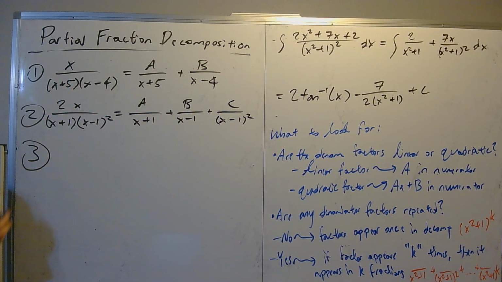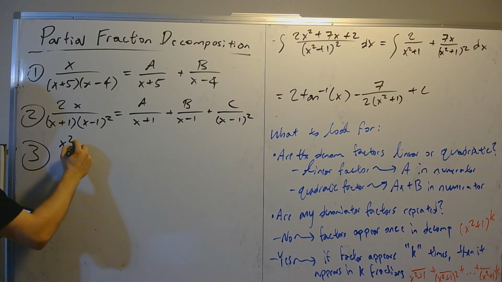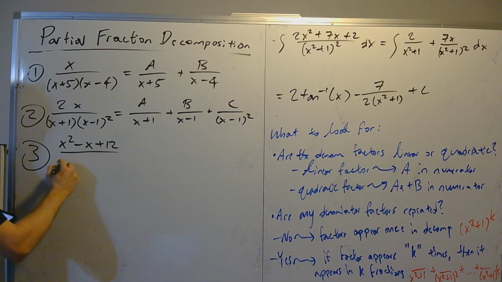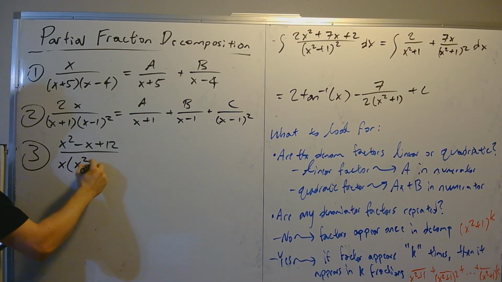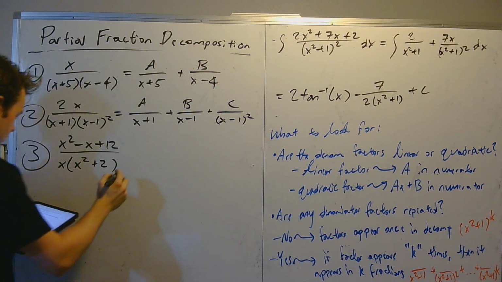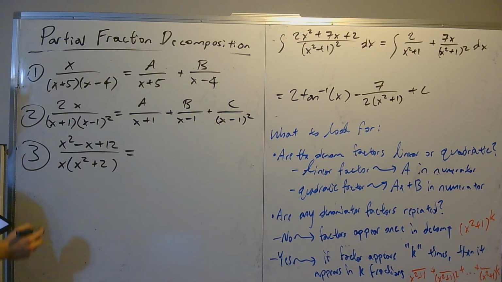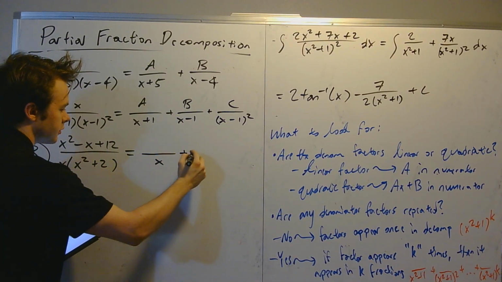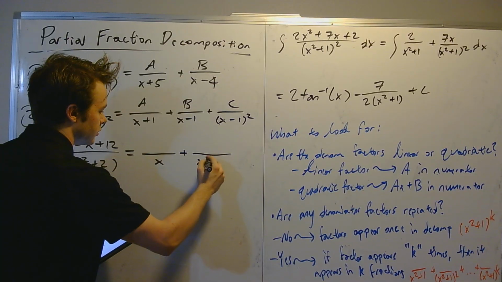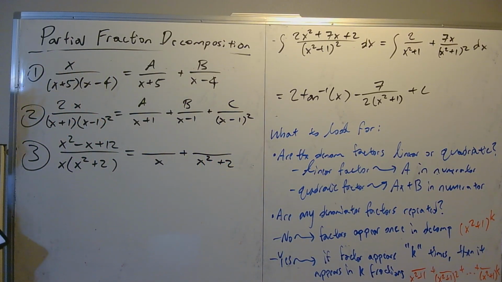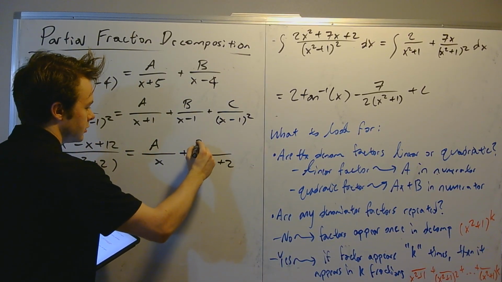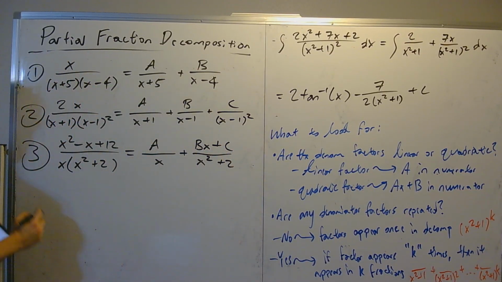For our third problem, we got x squared minus x plus 12 over x times x squared plus 2. If we try to decompose that, we have two factors, right? So we've got something over x plus something over the second factor, which was x squared plus 2. Pause the video, think about what the numerator should be. The numerator here is going to be a, and the numerator there, since it's an irreducible quadratic, needs to be bx plus c.